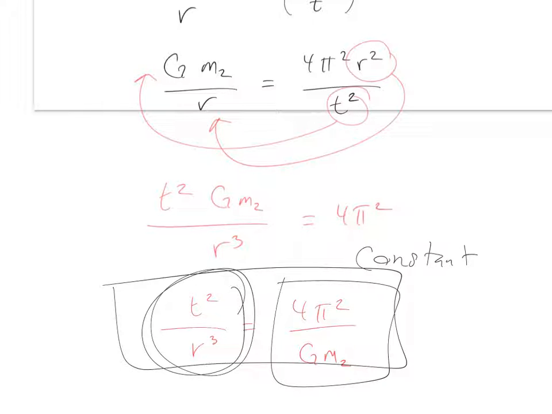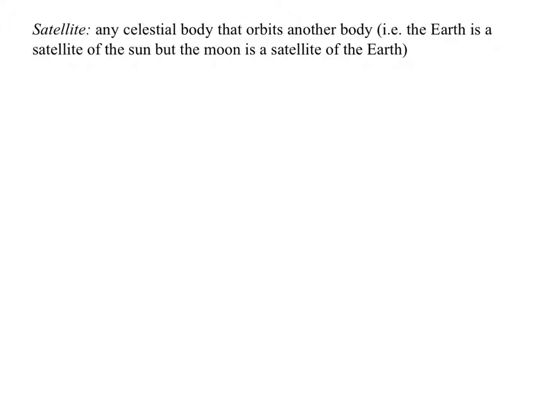You don't need to be able to recreate that or show me all of that again. I just want you to see that when we look at this ratio, it's got to be equal to a constant, and you can prove that mathematically here. Let's talk for a little now about satellites for a second.